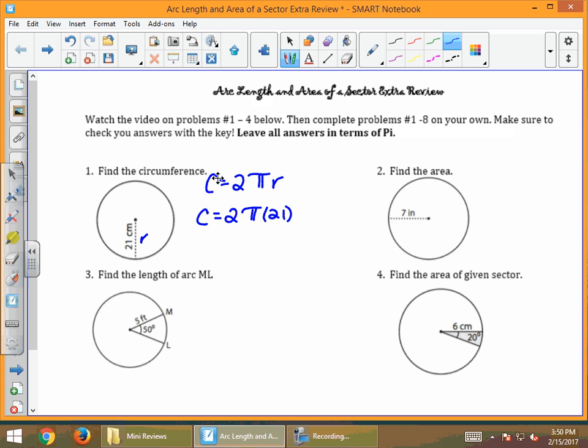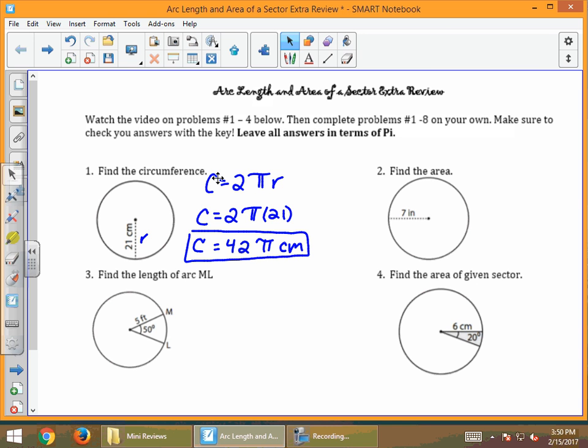So we treat pi like a variable, as if it was like x. So all we have to do is just multiply the numbers. So 2 times 21 is 42. Tack on the pi and make sure you use the proper units. In this case, it is centimeters. This is circumference.